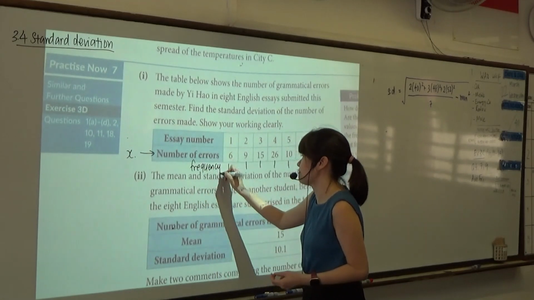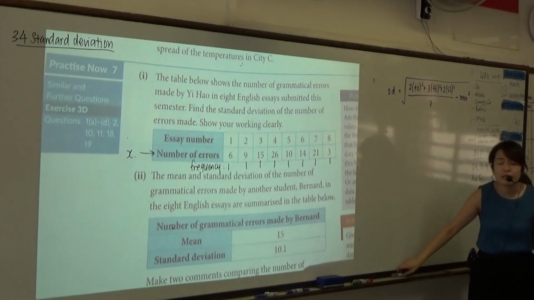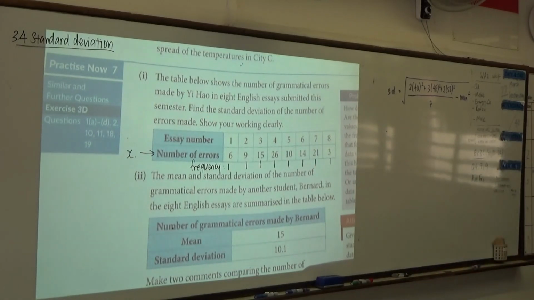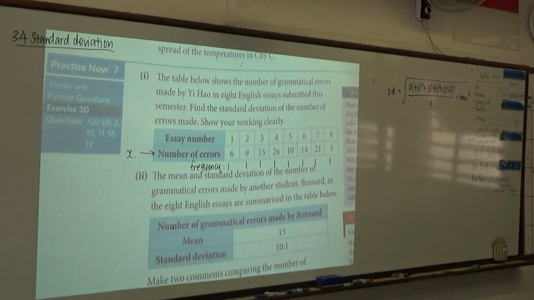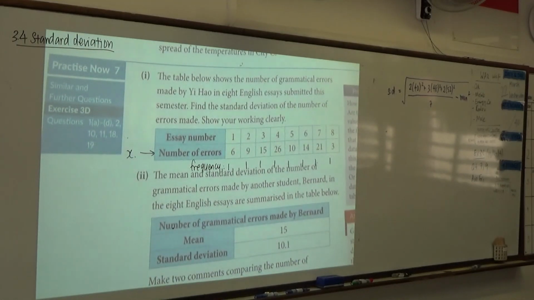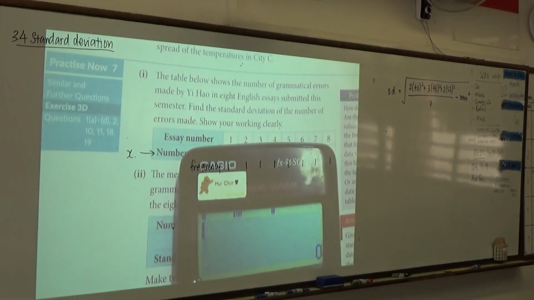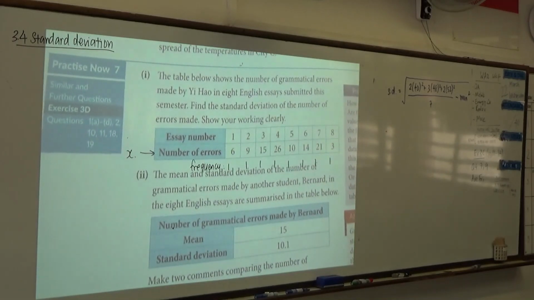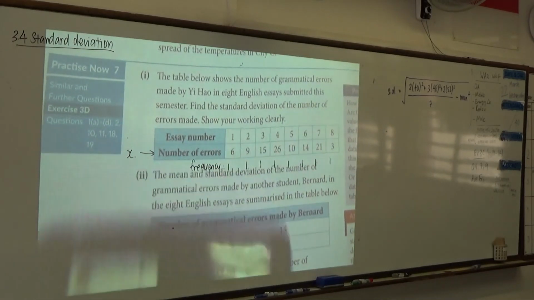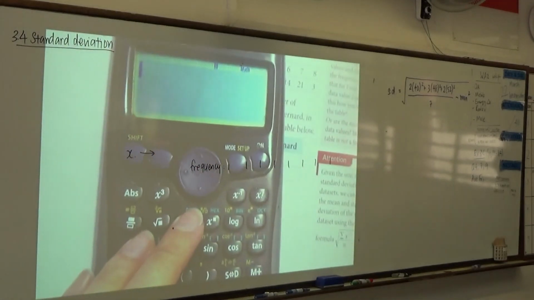In this case the frequency is 1 each. Right? Being able to recognize this is important for your calculator calculation. I just want to do a quick check. How many of you use a Casio? Is it a majority? If it's majority, then use Casio first. The Sharp one, more or less, the calculator pressing is around the same. Sorry, let me just reset my calculator. I zoom in.